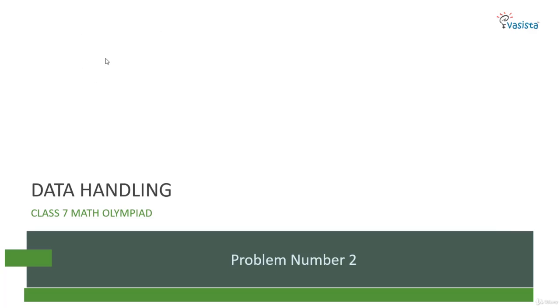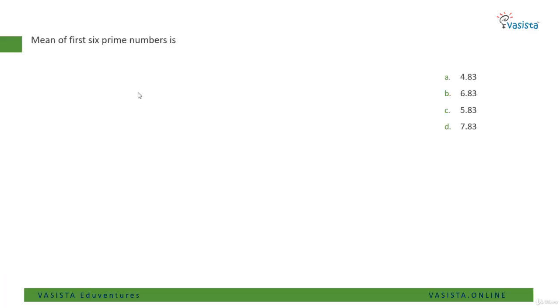Right, let us go with the second problem. This is: mean of first 6 prime numbers is, right? So they have given 4 options here. Let us check out what exactly a prime number is.